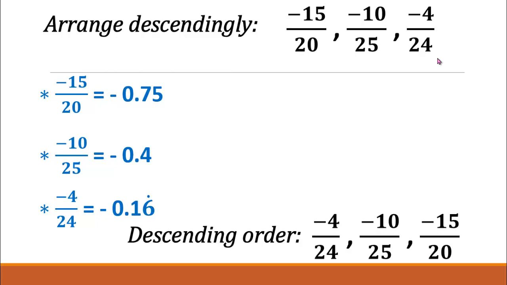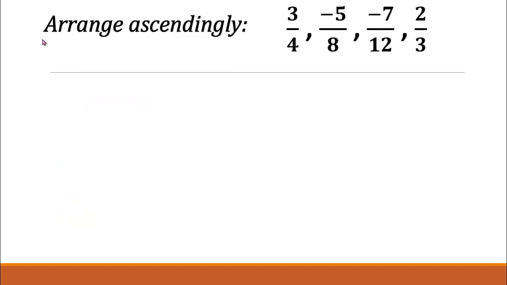Pause your video, go and copy this question in your classwork copybook, and then come back to complete. Our last question in this lesson is to arrange the following rational numbers in an ascending order. And ascending order means that I am arranging from the smallest to the biggest. As you can see here, I have different numerators and different denominators.